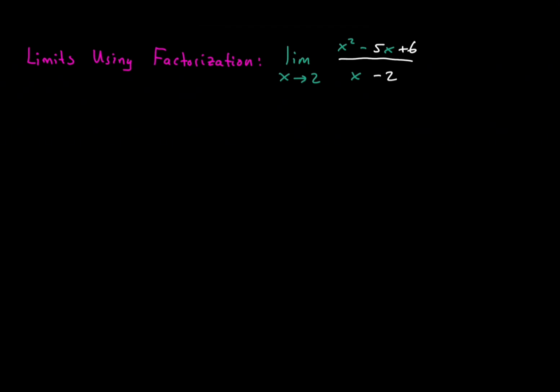Today we solve another limit using factorization, but this time it's a bit less obvious than before. We want the limit as x approaches 2 of x squared minus 5x plus 6 divided by x minus 2.